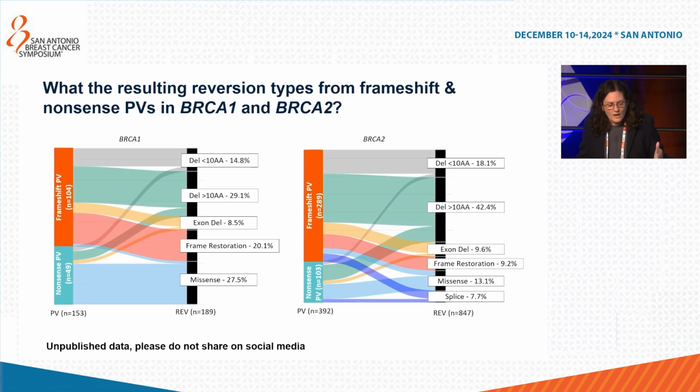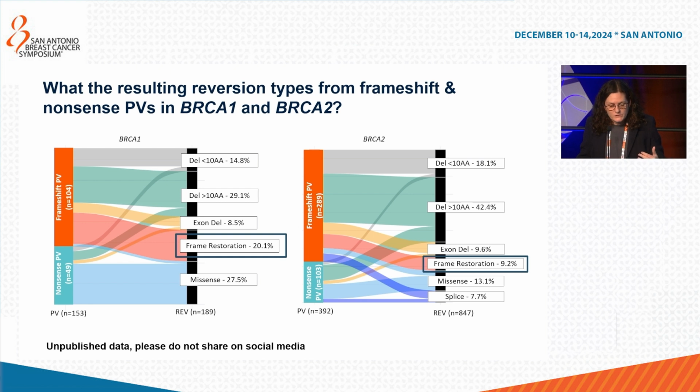This is an alluvial plot looking at what types of reversions you see. Important to note, with the differences in DNA damage repair between BRCA1 and 2, we do see differences in the types of reversions and the mechanisms of the reversion mutations. If you have large reversions or deletions greater than 10 amino acids, that's much more common in BRCA2 than in BRCA1.